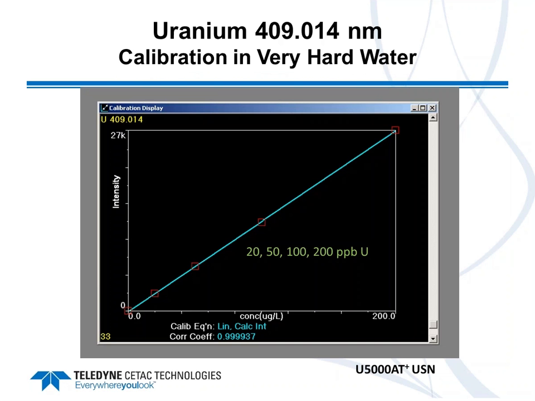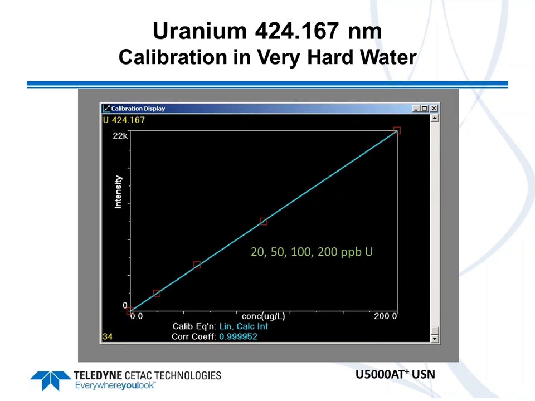Next, looking at the calibration at the uranium 409 line, we ran again the 20, 50, 100, and 200 part per billion standards, and again we got a very nice calibration of 4 nines for uranium 409, and then the same excellent correlation coefficient of 4 nines using the 424 wavelength.